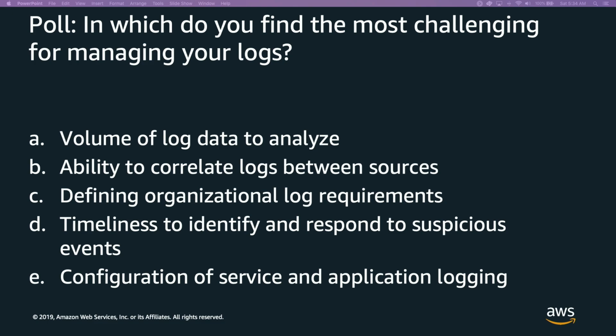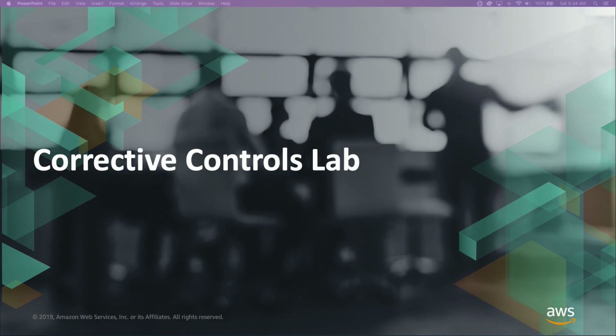Okay, so I hear that the highest response we got is timeliness to identify and respond to suspicious events, which is perfect because we're actually going to cover some principles today and do a lab that will really help you in this area. So Corrective Controls Lab, we've basically put really great preventative controls in place. We've put some detective controls in place. Now it's time to actually be able to put in place an incident response capability.